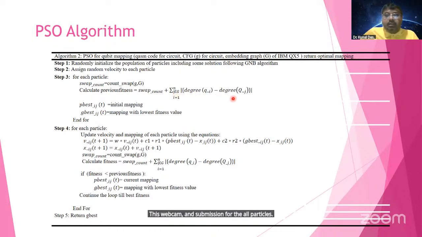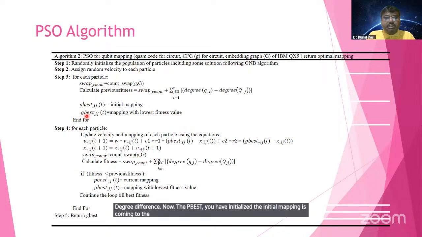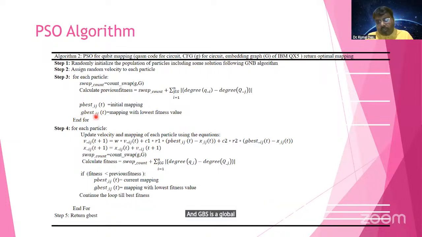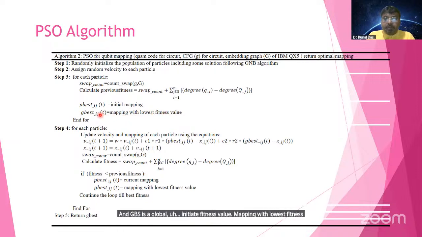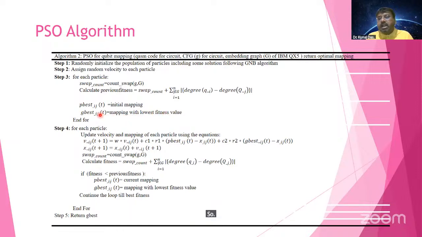You get the degree difference. Now the p best, you have initialized: the initial mapping goes to the p best, and the g best is the global initial fitness value. The mapping with the lowest fitness value will be the g best. So we are considering that the fitness value which is the minimum, that is the lowest value, will be the winning choice of optimal mapping. So that we initialized as the g best.